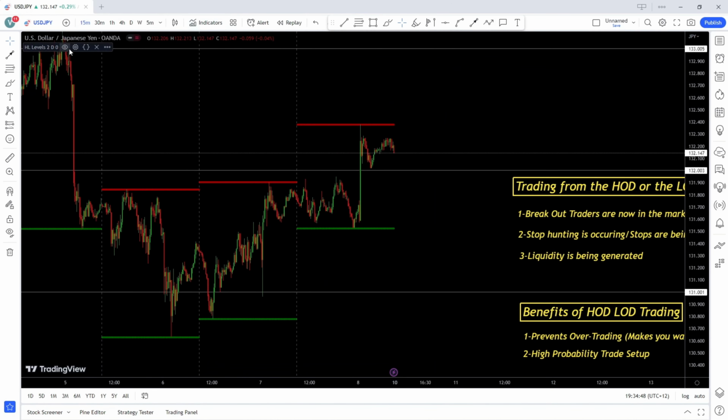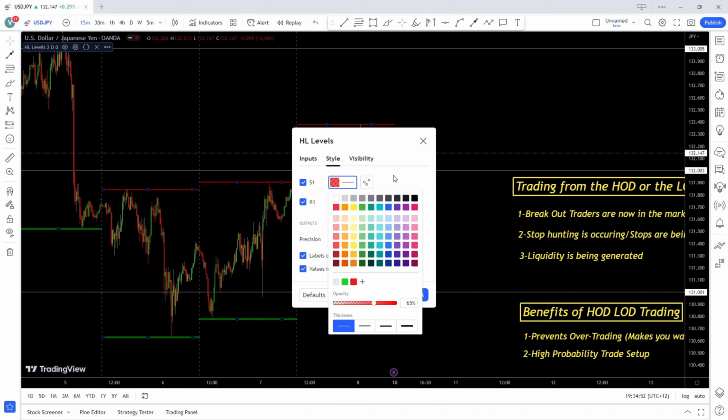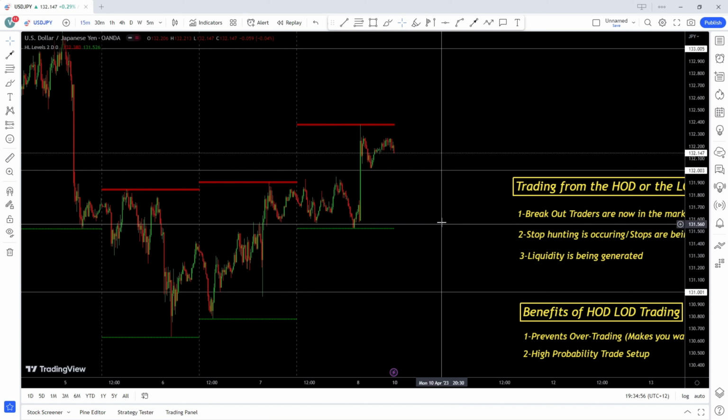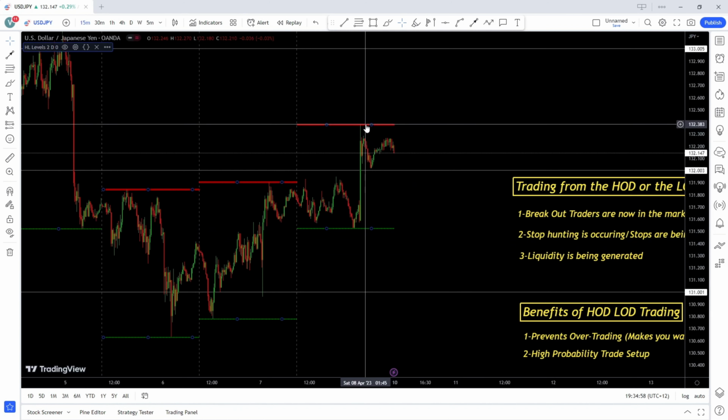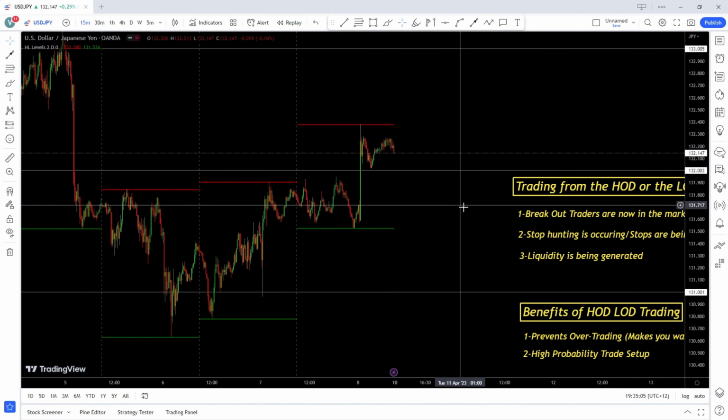Now I modify it just to thin it out a little bit. So you can see over here, I just thin out the lines, just so it doesn't overwhelm the chart. I don't know why that didn't change. Okay, so now they're nice and thin.